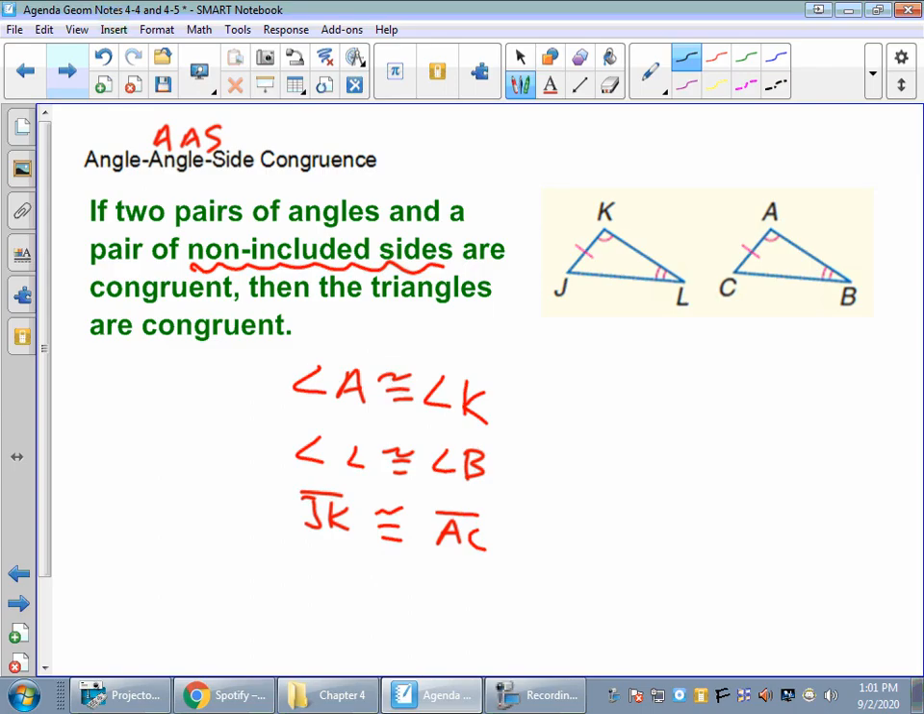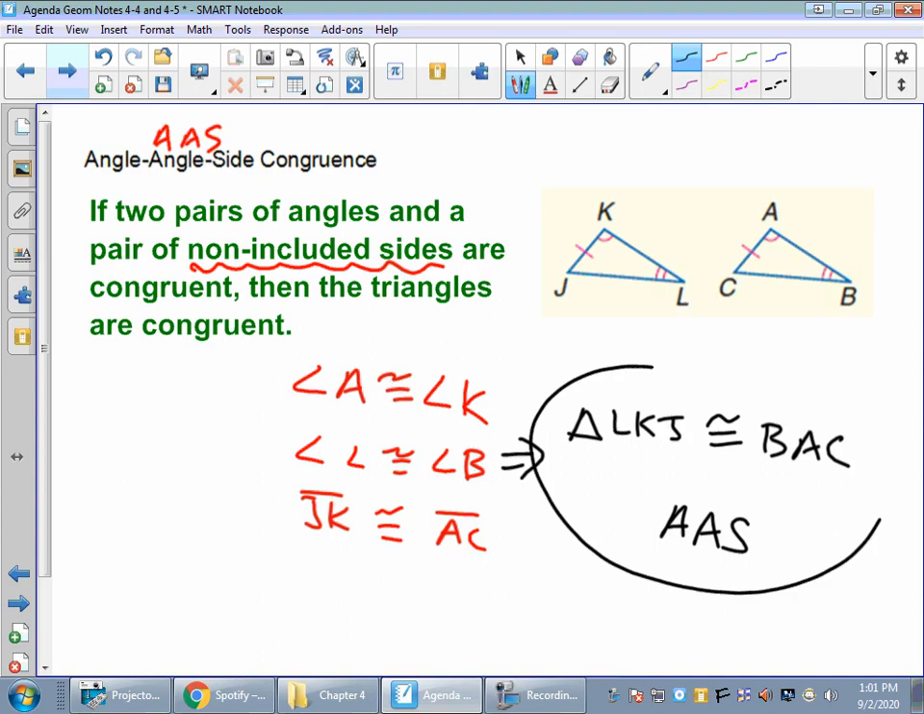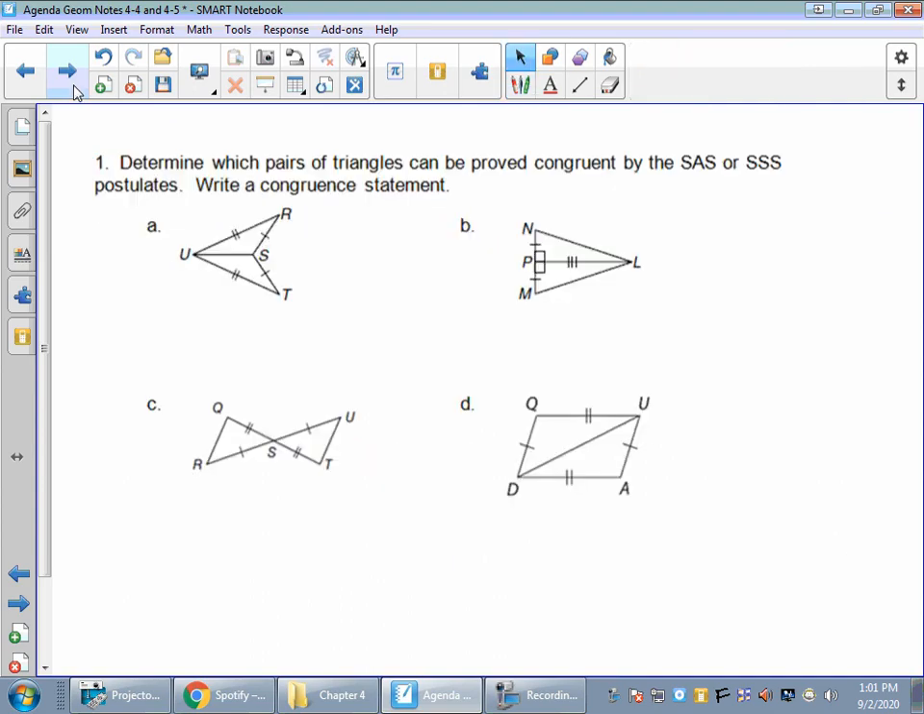So when I wrote this one out, I would say triangle, let's call it LKJ. Just to show we can name it with any order, it's just the order matters now, depending on what we called the first triangle. And that would have to be BAC, right? And the reason for that would be AAS. All right. So that is our theorems, the four of them.